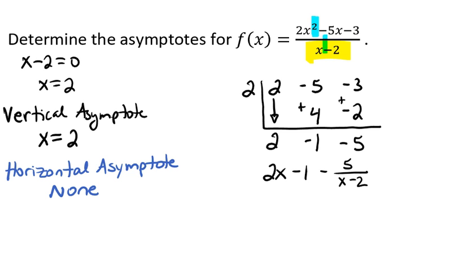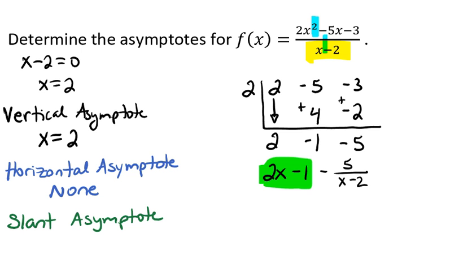And because as x approaches infinity, this number right here is going to be really, really close to 0, we can kind of ignore it for our slant asymptote. So our slant asymptote really is just going to be this part right here. So our slant asymptote will be y equals 2x minus 1.